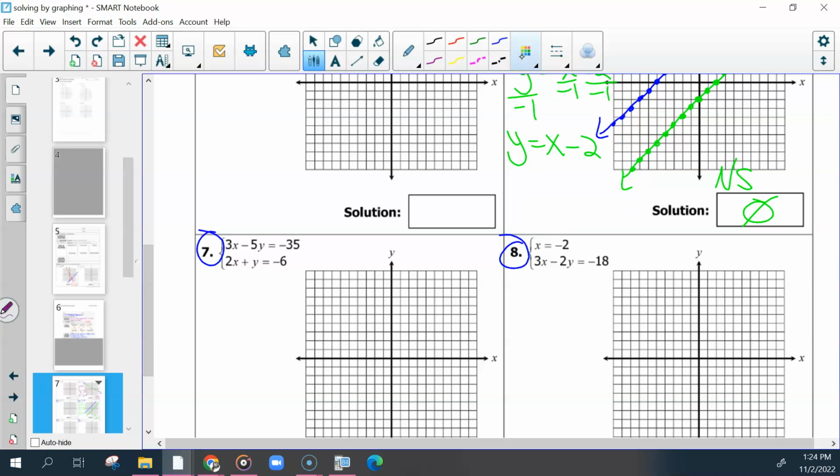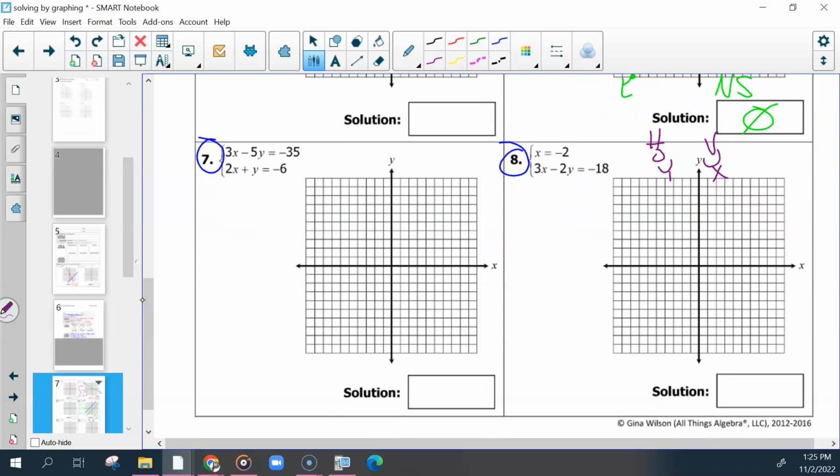For 8 and 5, you have a y equals and an x equals. So you need your 4 thus. So if you thought that was going away, it is not anytime soon. So for x equals -2, that will be a vertical line. So find on your x-axis when x is -2 and draw a vertical line.